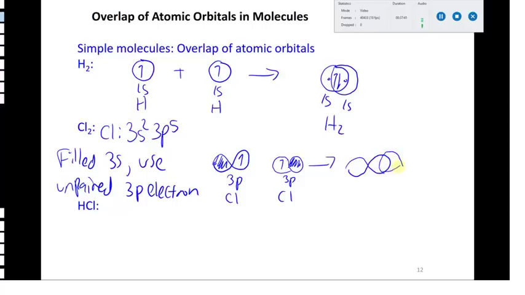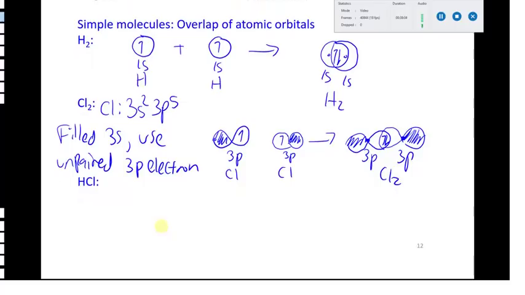All right? So we get this sort of overlap situation, two 3p orbitals overlapping, nuclei at the center of each orbital to make Cl2 with a shared pair of electrons in that region where the two orbitals overlap. So this is, again, the basics of valence bond theory, overlapping atomic orbitals, and they don't necessarily have to be two of the same type of orbital.